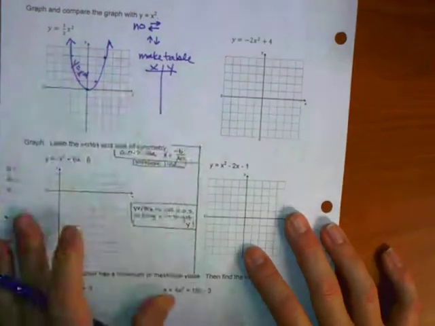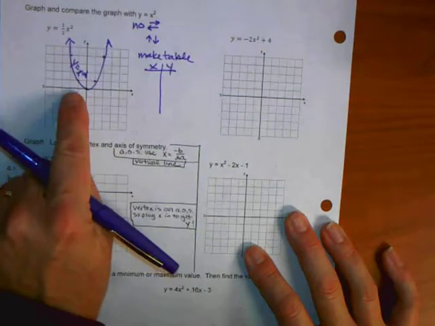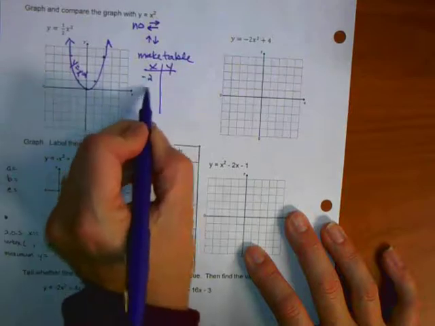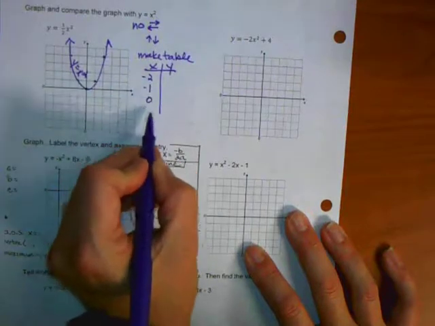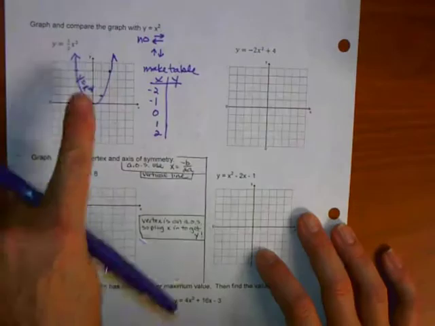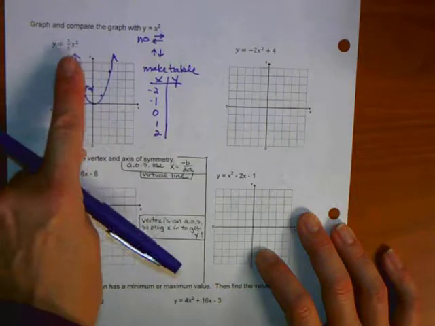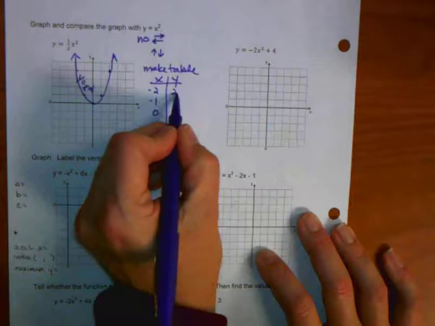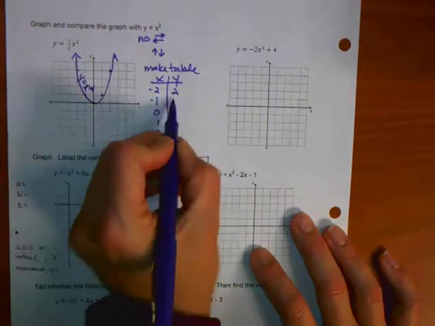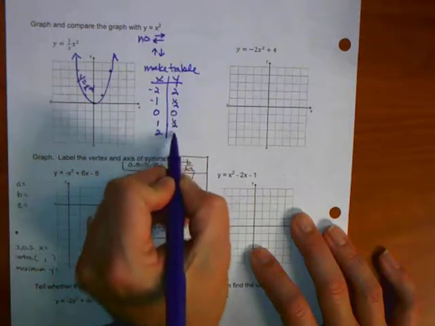And it's pretty easy. So when you have to make a table, you should maybe do 2 x values to the left of the vertex and 2 x values to the right. So I just did this, because then it'll give you a really good picture of what the parabola is going to look like. When I plug in -2, -2 times -2 is 4. Cut that in half. You get 2. -1 times -1 is 1. Cut that in half. You get 1/2. 0, 1/2, and 2.